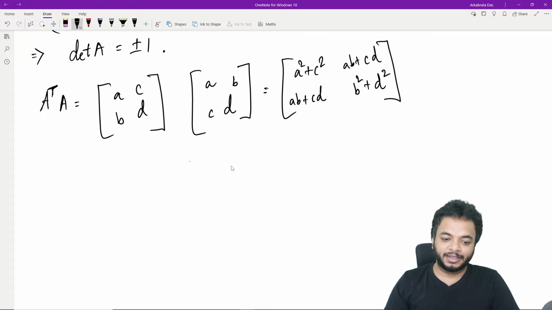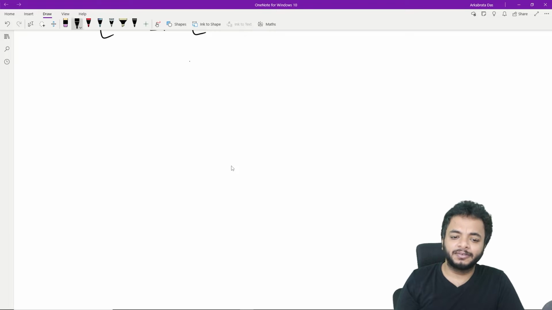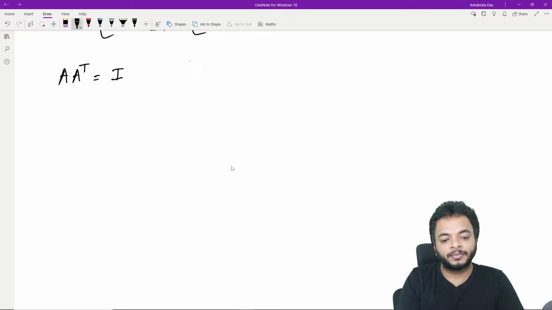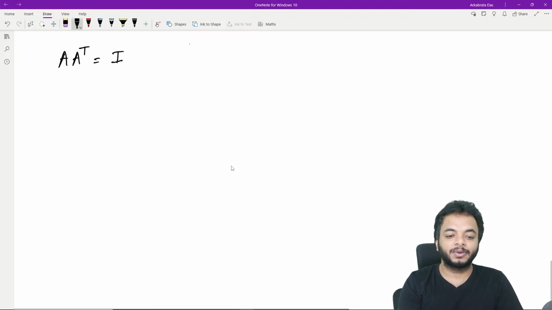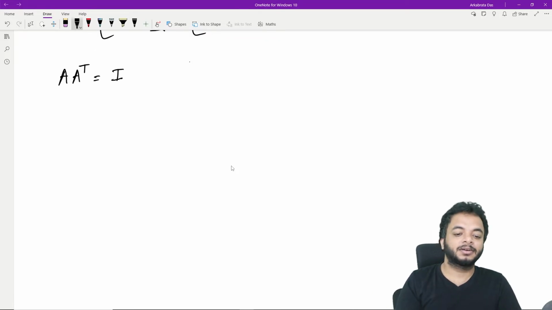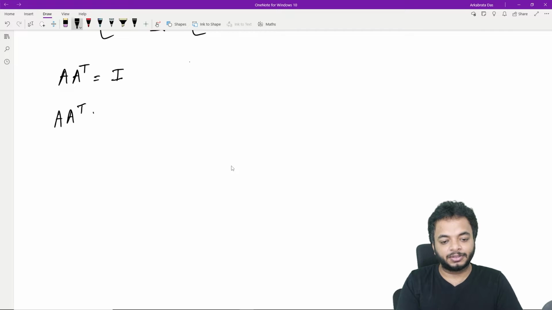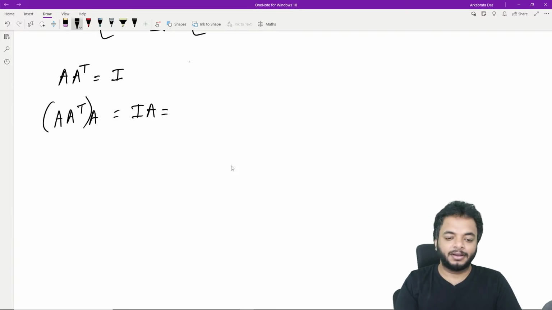So we have to prove that this is identity. Now what has been given to us is A transpose A is equal to the identity matrix. Now I have to go to A transpose A. So for that, what I can do is multiply A on the right hand side. So A transpose A, this matrix multiplied with A basically. So you're getting I times A, which is A itself, or also you can say that it's equal to AI.